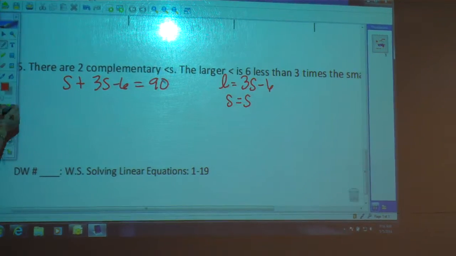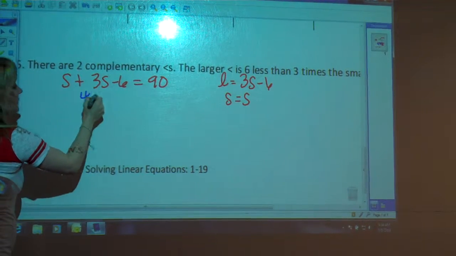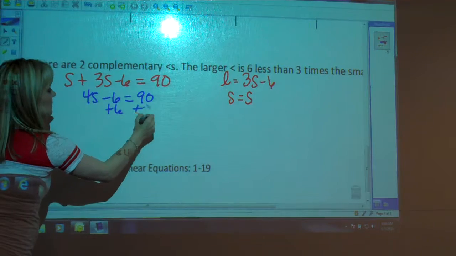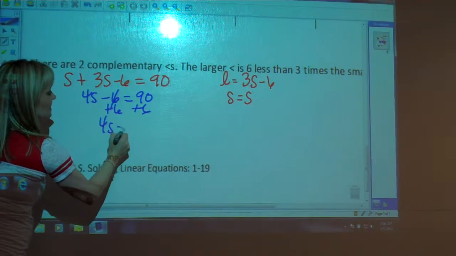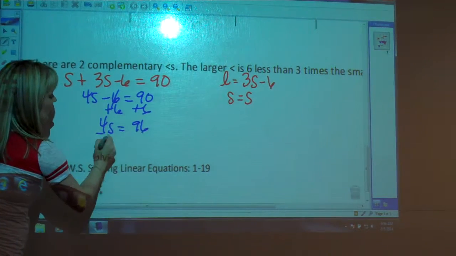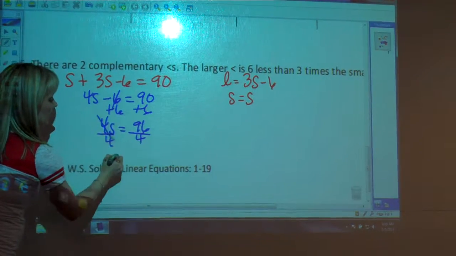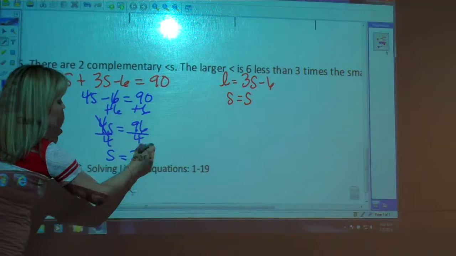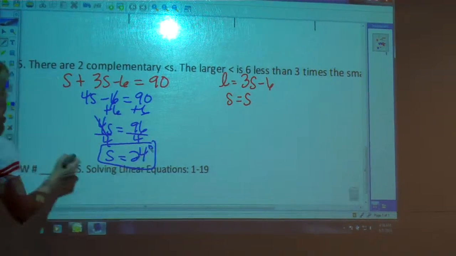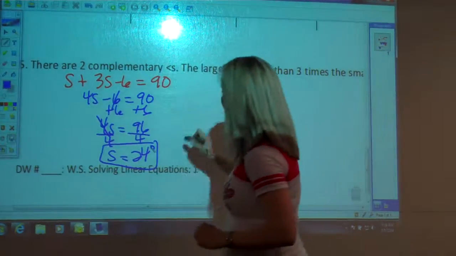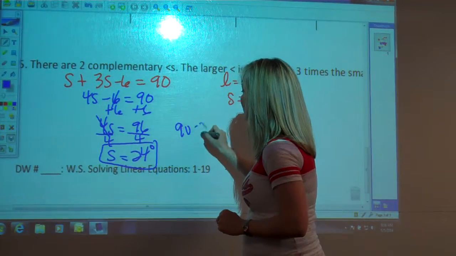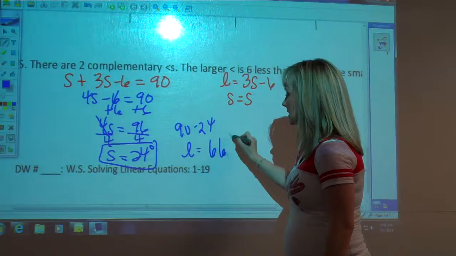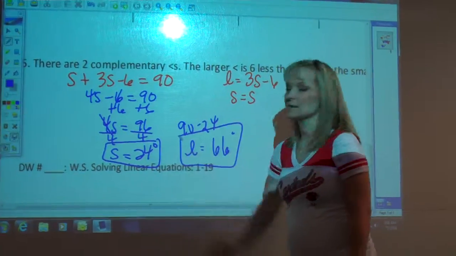So I'm solving for the smaller angle. This gives me 4s minus 6 equals 90. And I add 6, and I get 4s equals 96. Divide by 4, and what do we get? s is equal to 24. Very good. So there's our small angle. To find my large angle, I can either plug it in or say 90 minus 24, and what do I get? 66 degrees? Yes. All right.